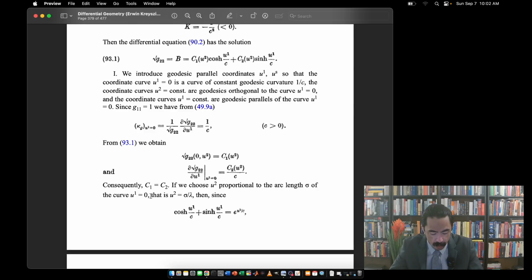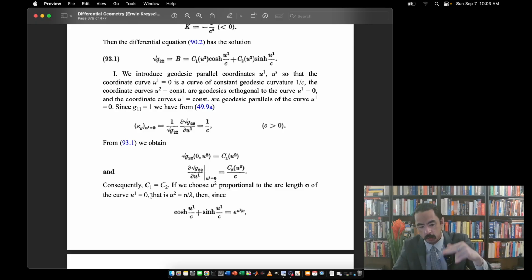So returning to section 93, we have the quantity kappa sub g, closed quantity, with a subscript of u1 equal to 0, equals 1 over the square root of g sub 2 2, times the partial of the square root of g sub 2 2 with respect to u1, equals 1 over lowercase c, where lowercase c is not equal to 0. This is from expression 93.1, which is a solution for a second order linear differential equation, derived from a relation for Gaussian curvature in terms of coefficients of the first fundamental form.